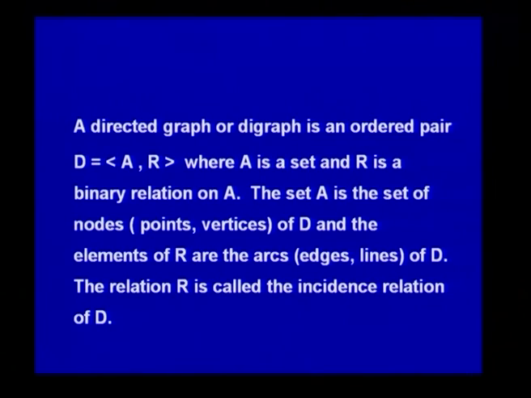Now, recalling the definition of a directed graph. A directed graph or a digraph is an ordered pair D = (A, R), where A is a set and R is a binary relation on A. The set A is a set of nodes, called the points or vertices, and the elements of R are the arcs, called edges or lines of D. The relation R is called the incidence relation on D.